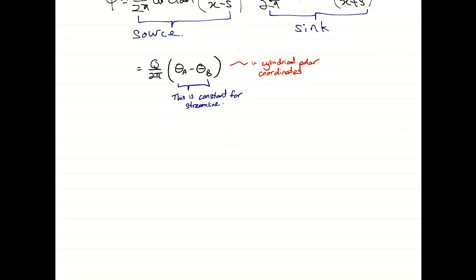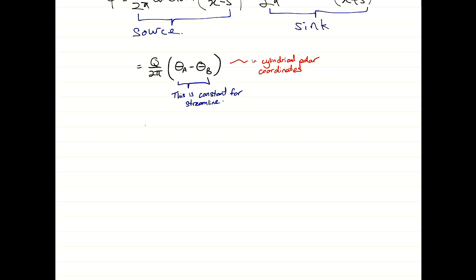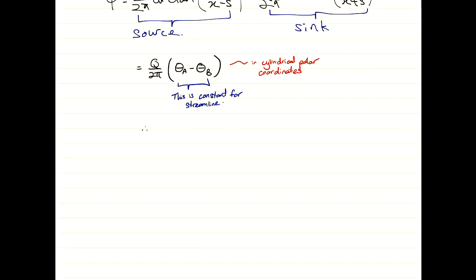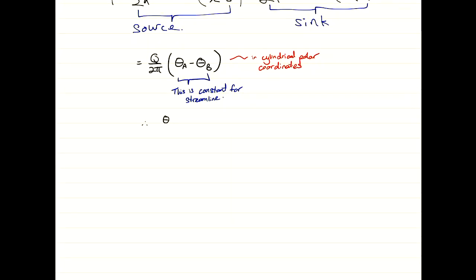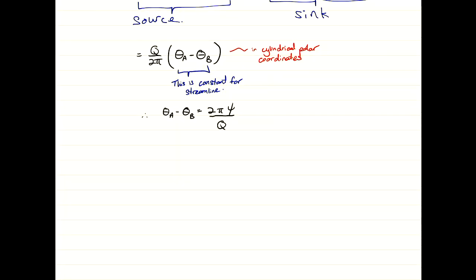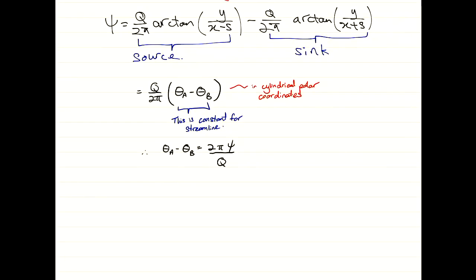Okay, so I'm just going to rearrange my equation. So I'm going to get theta A minus theta B to be equal to 2 pi psi over Q.